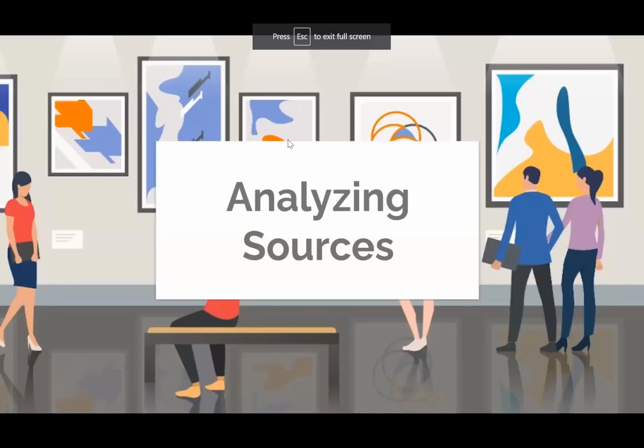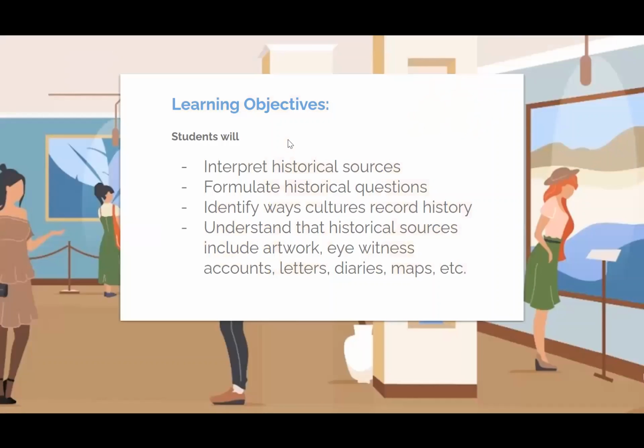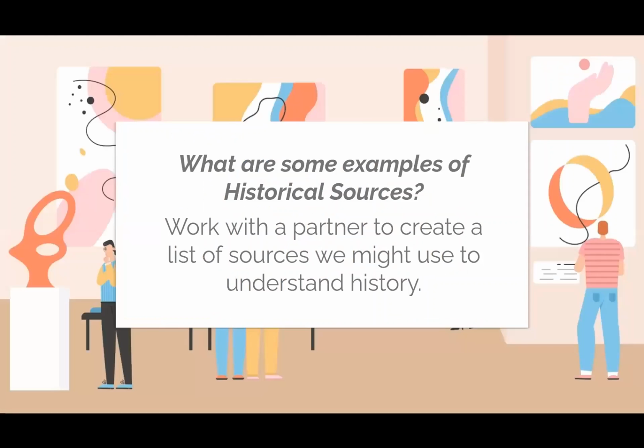Okay, analyzing sources. You will be interpreting historical sources, formulating historical questions, and identifying ways cultures record history. You will understand that historical sources include artwork, eyewitness accounts, letters, diaries, maps, and more. So what are some examples of historical sources? In this part, we had you work with a partner to create a list of sources we might use to understand history. This is a part on your worksheet.